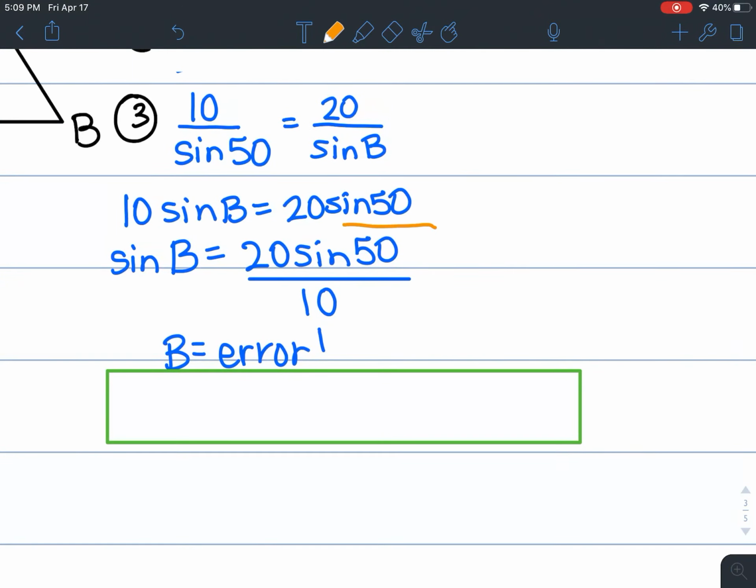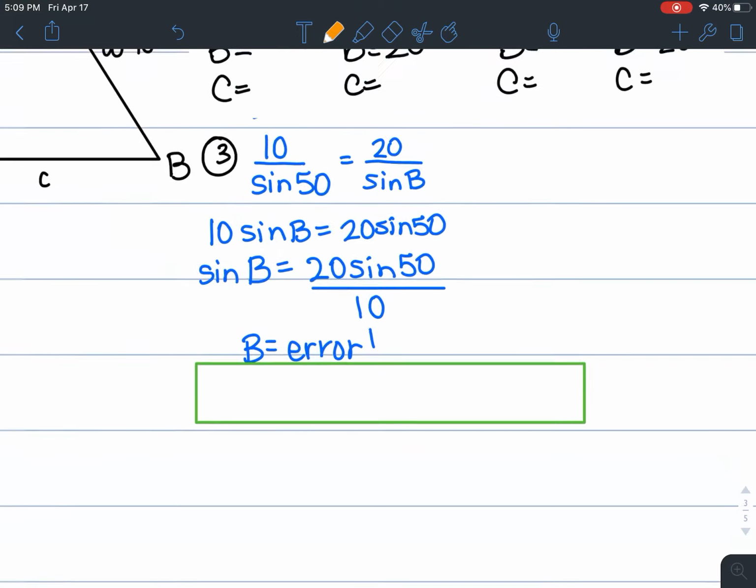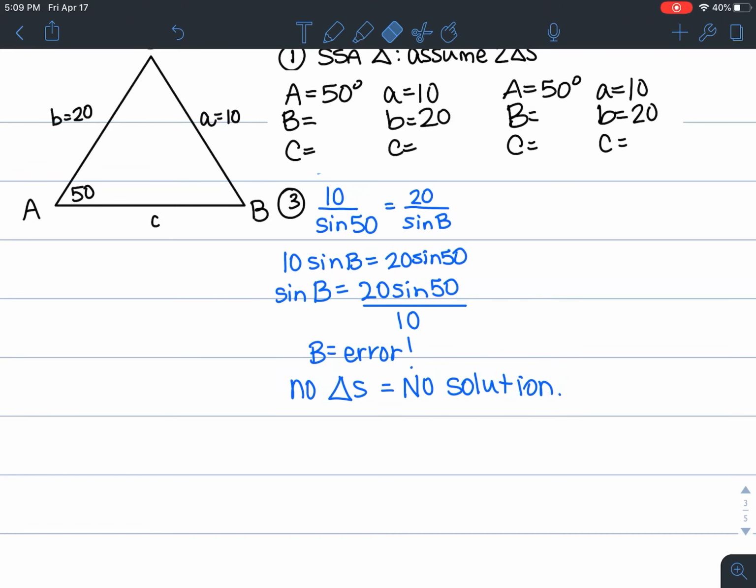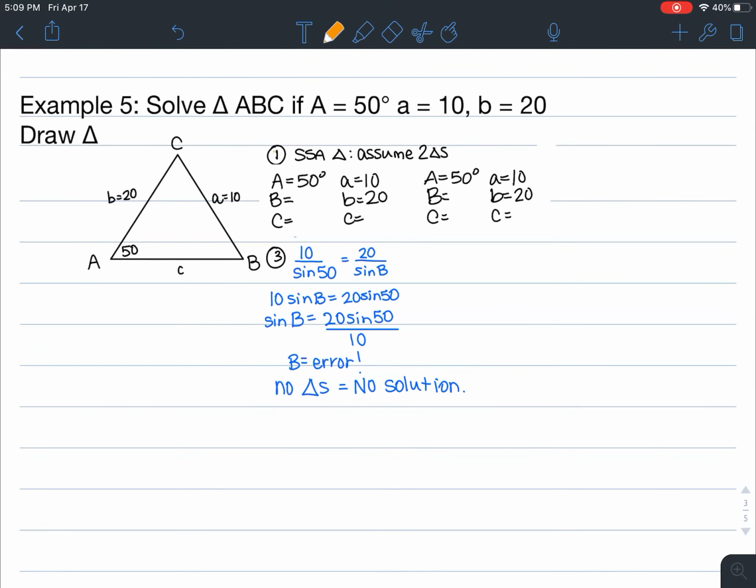And the thing that I really like to do to test it is I like to just plug this part in without hitting inverse and see if that's bigger than 1. Because if that's bigger than 1, I know that this is not for real. And that is the case. 20 sine 50 is 1.53. That's way too big. So what does that mean? If you can't get angle B, you're done. There's no solution. It's over. Wasn't that quick?